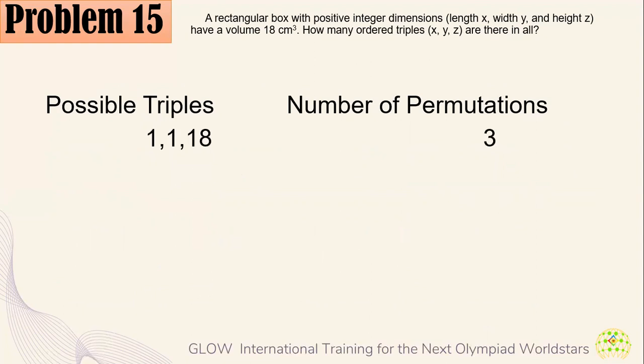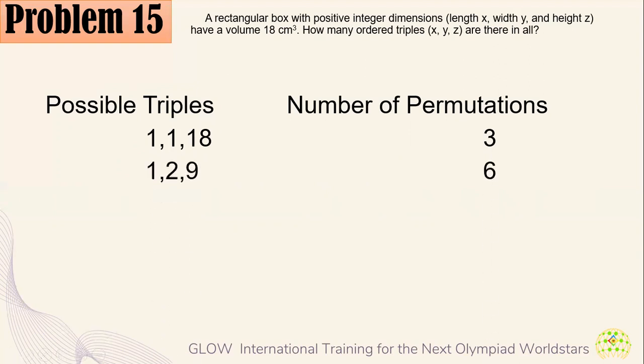Here are some triples whose product is 18. You could have 1, 1, 18. And if you have 1, 1, 18, there are 3 permutations for such. How come I took permutations? Because order matters in this case. When we speak about permutation, it is the arrangement of a certain finite number of objects where order is important. So in this case, let's note all three if you wish: 1, 1, 18. You could have 1, 18, 1. You could have 18, 1, 1. Those are the three of them.